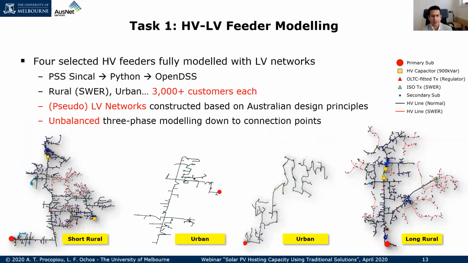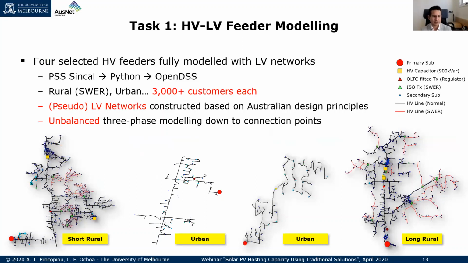And we did that with the collaboration of AusNet. Once we decided what were the most adequate high voltage feeders, we translated from SynCal using a translator through Python and ended up with OpenDSS, which is open source software developed by EPRI in America that allows us to have very, very detailed analysis of distribution networks, three-phase, unbalanced, multi-voltage levels, etc., etc. So we ended up with multiple networks.